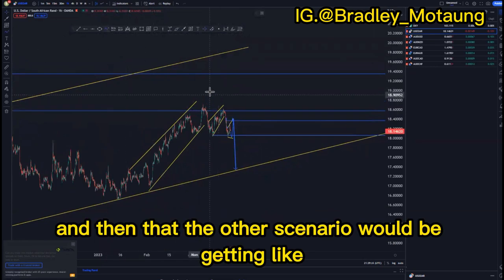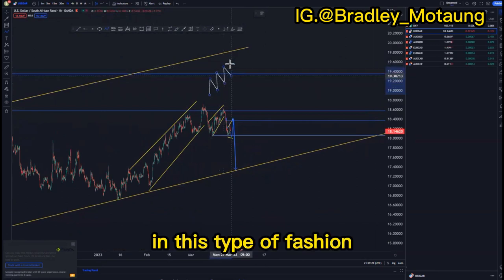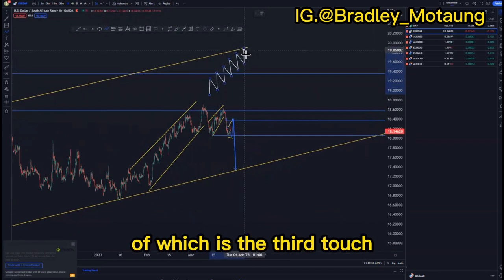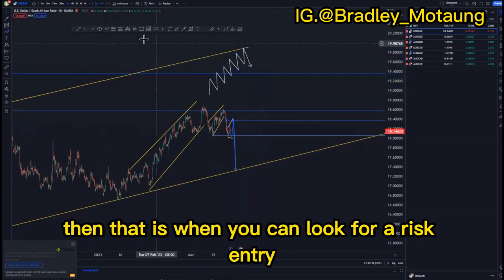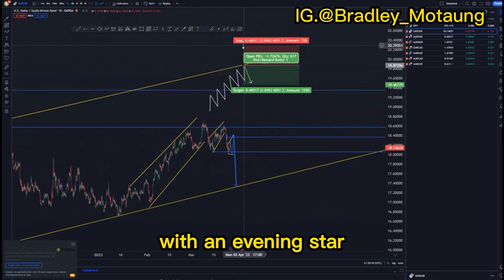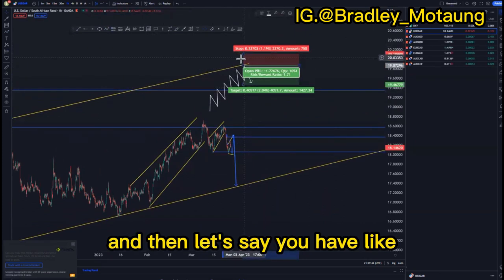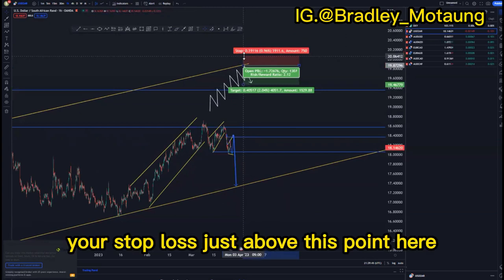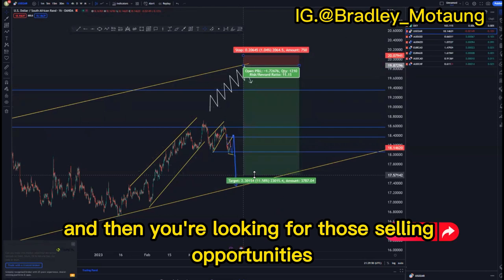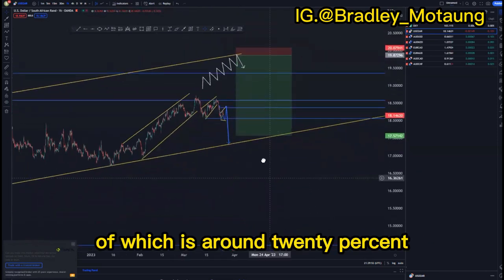And then the other scenario would be getting the market pushing to the upside in this type of fashion structurally. And then after tapping this area, which is the third touch, that is when you can look for a risk entry with an evening star or an engulfing candlestick pattern. Let's say you have your stop loss just above this point here for about 20 pips. And then you're looking for those selling opportunities up until the overall third touch, which is at around 20%.